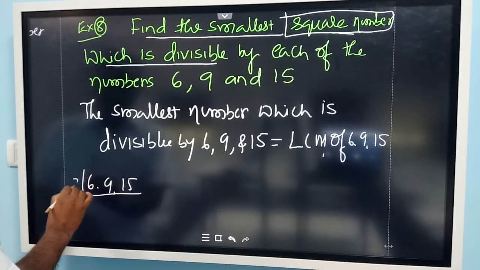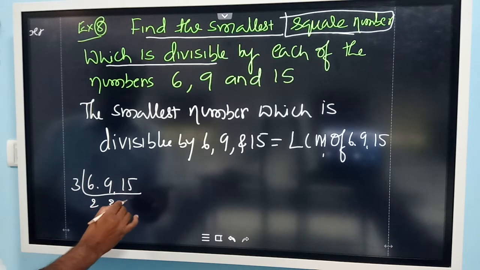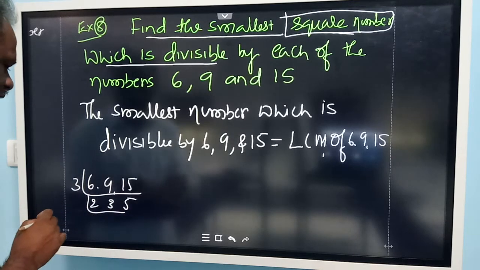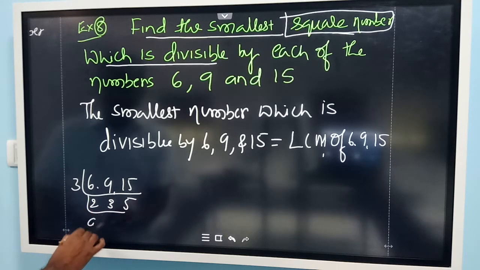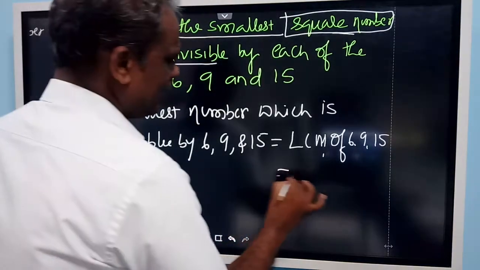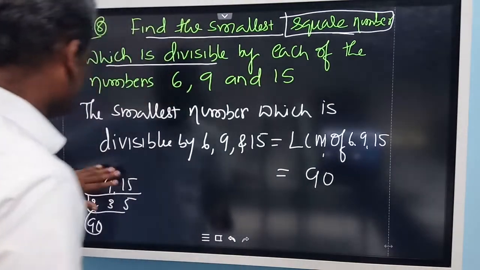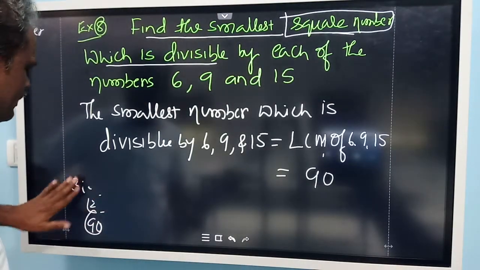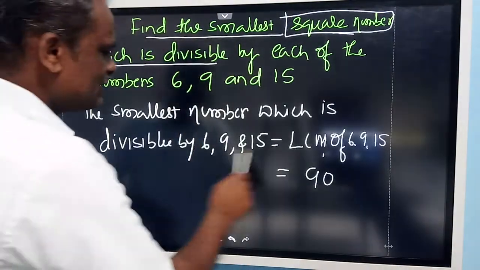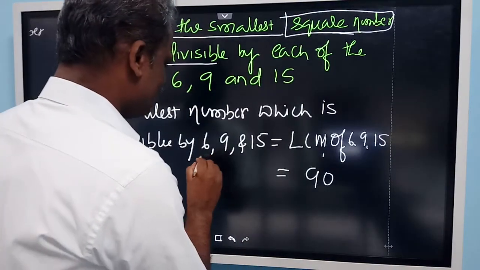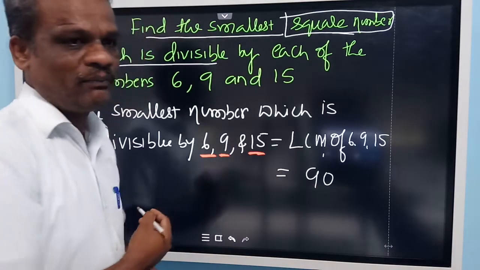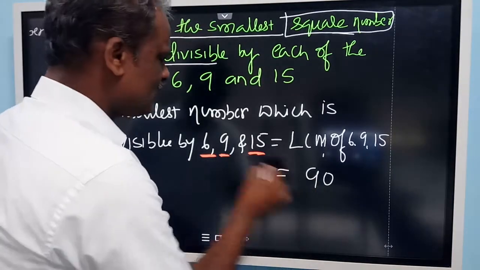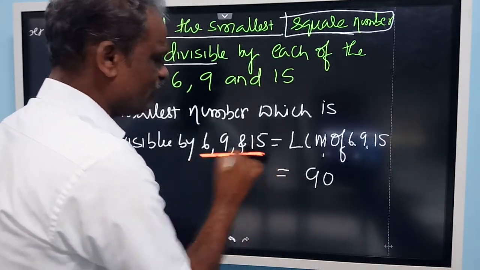Divide by a common number. 3 sixes are 6, 3 threes are 9, 3 fives are 15. Again, they are not having common factors, so it will be 5 into 2, 10, 10 into 9, 90. So it is nothing but 90. 90 is the LCM. So this is the smallest number divisible by these three numbers. It is divisible by 6, it is divisible by 9, it is divisible by 15. So 90 is divisible by 6, 9 and 15.